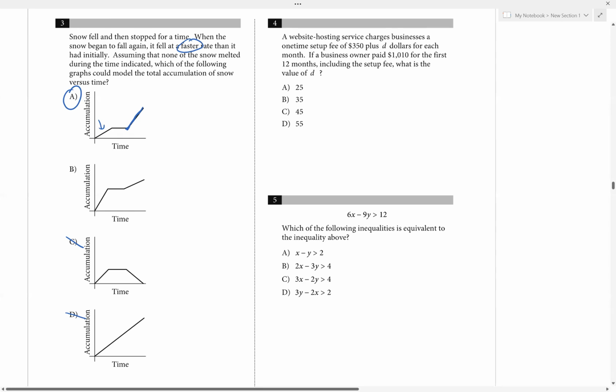Okay, and B is the opposite, right? For B, initially it's more steep, and then later on it's more flat. Okay, so that won't work. So for number 3, the final answer is just letter A.